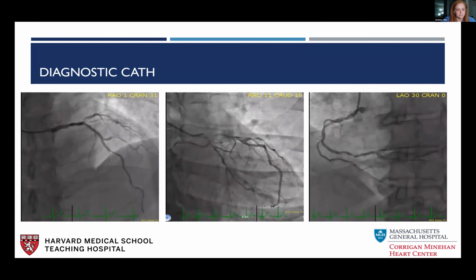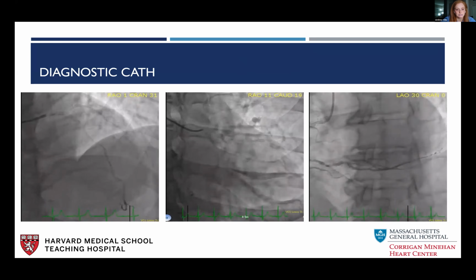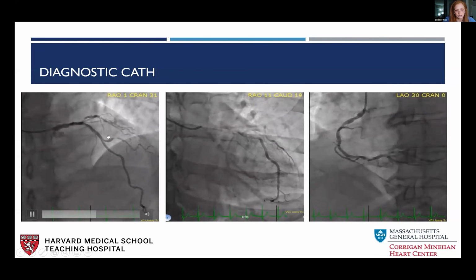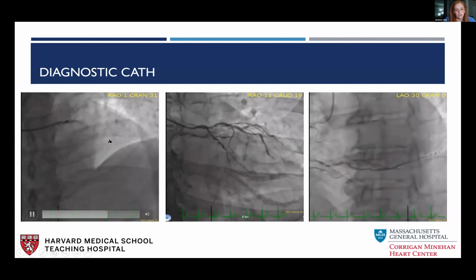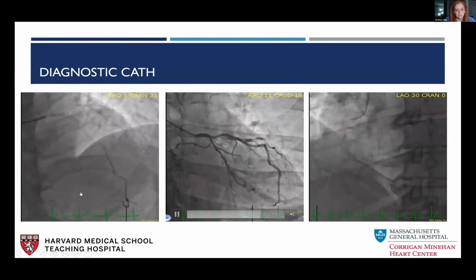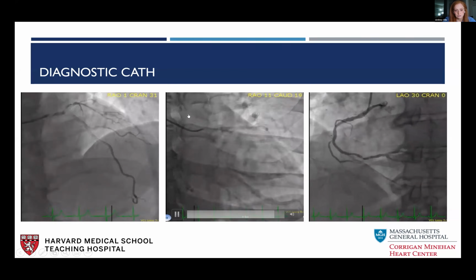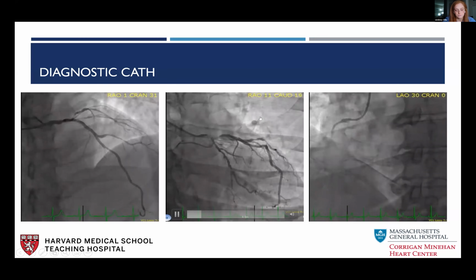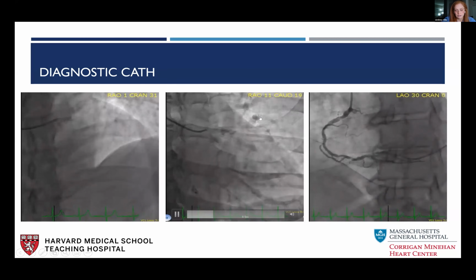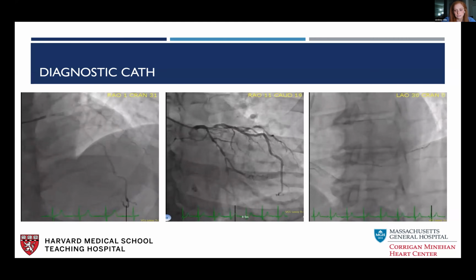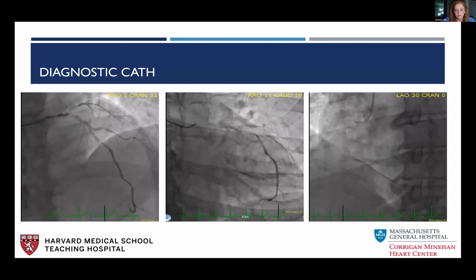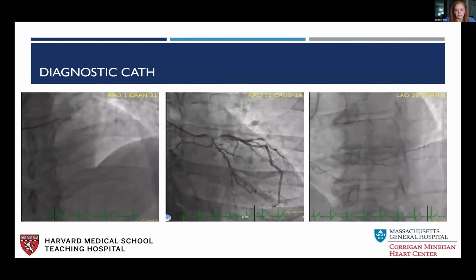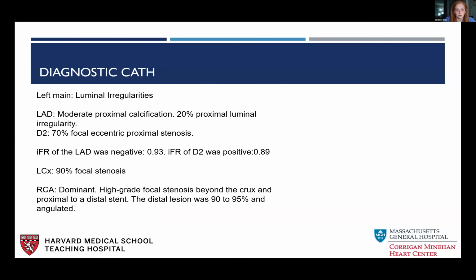So here are the diagnostic cath images. This patient did have multivessel disease. The D2, the diag here, you can see it's an eccentric calcified lesion. It was DFR positive at 0.89. The LAD was iFR'd and it was normal. Circ also had significant disease here, an 80-90% calcified lesion, and then the distal RCA proximal to the prior stent had a 90-95% calcified lesion. Given the inferior ischemia on exercise SPECT, the outside hospital opted to intervene on the distal right coronary artery.